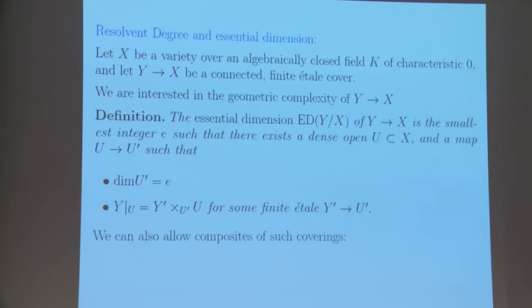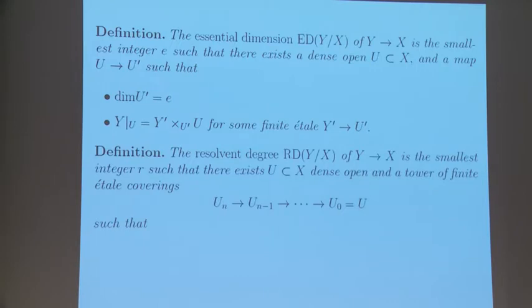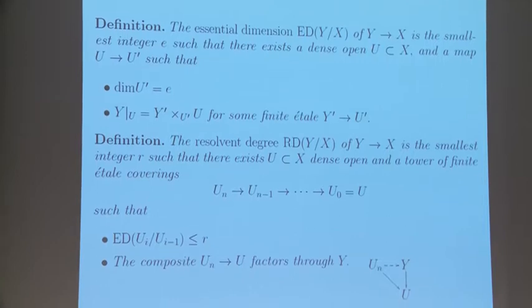Then there's a second definition where we also allow composites of such coverings. So the second definition, resolvent degree: I have the same thing, a covering, and I want to consider the smallest integer r such that there's a dense open and a tower of coverings over the dense open such that each of them has essential dimension less than or equal to r. So each one of these comes from something of possibly smaller dimension. r might be the dimension of X. And also, at the top, I dominate the covering that I started with. And of course, I assume that Y over X is connected.